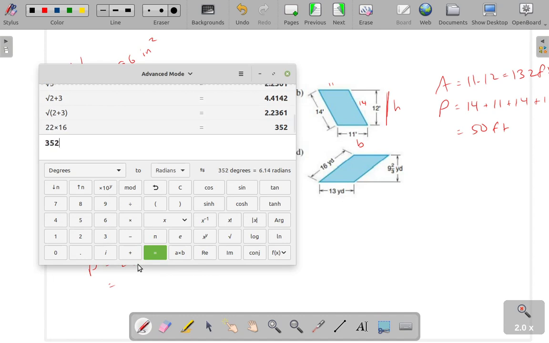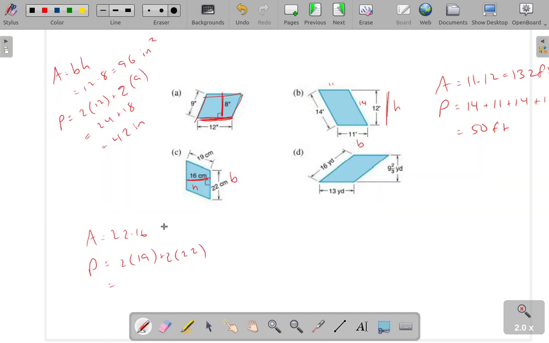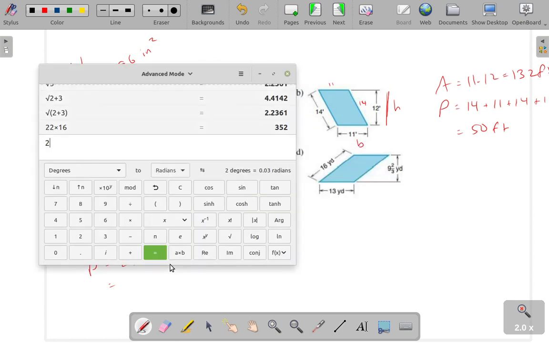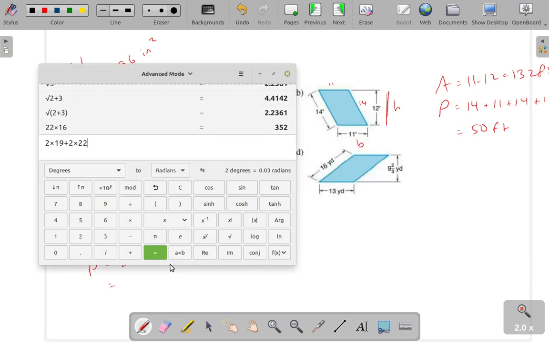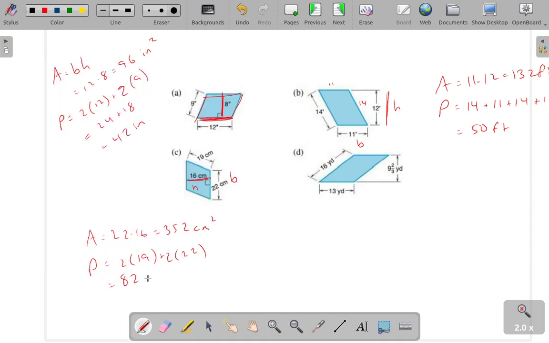22 times 16 is 352. And this is measured in centimeters, so that'd be in square centimeters, because that's centimeters times centimeters. On this one we get 2 times 19 plus 2 times, what was the other measurement? 22. Which gives us 82. And this would be in centimeters, because that's a distance.